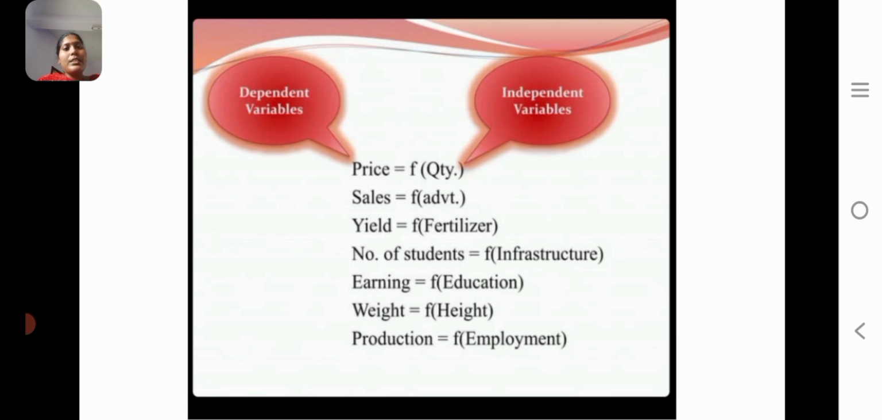From these examples, the price, sales, yield, number of students, earnings, weight, and production are noted as dependent variables because these variables depend upon some other variables. In this example, quantity, advertisement, fertilizer, infrastructure, education, height, and employment do not depend upon anything; they have certain values. These variables are known as independent variables.